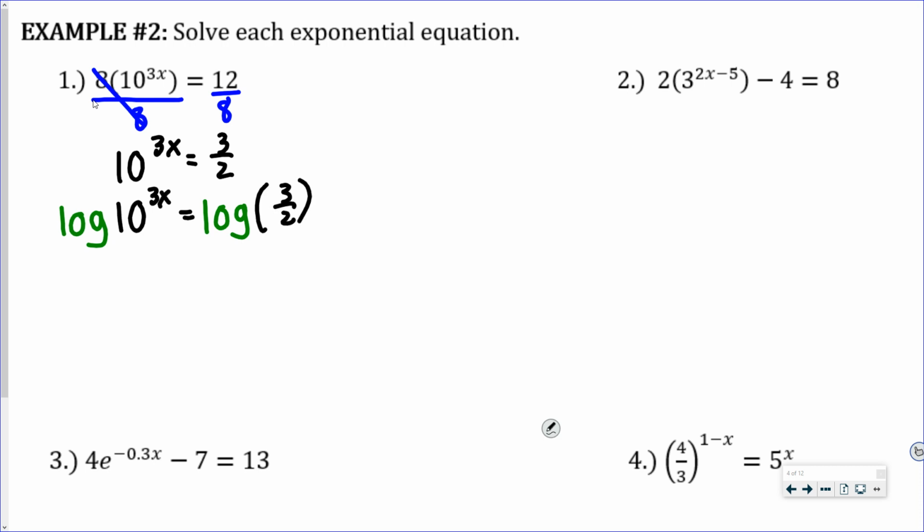And this is an equation, so we can do that as long as we do it to both sides. So that would undo that base 10. Those are inverse operations. And that would leave me with just 3x. And that kind of brings that power down to the ground. And over here, I'm just going to leave this as the log of 3/2. We'll have to evaluate what that is in a second.